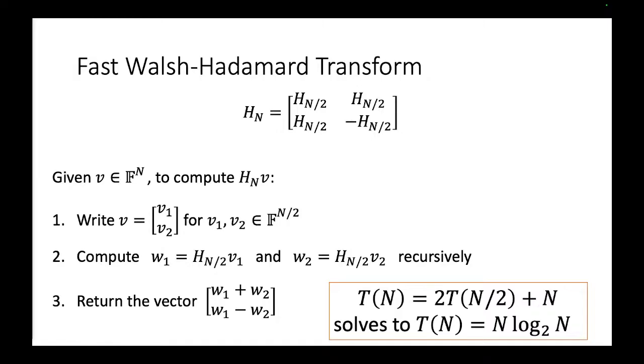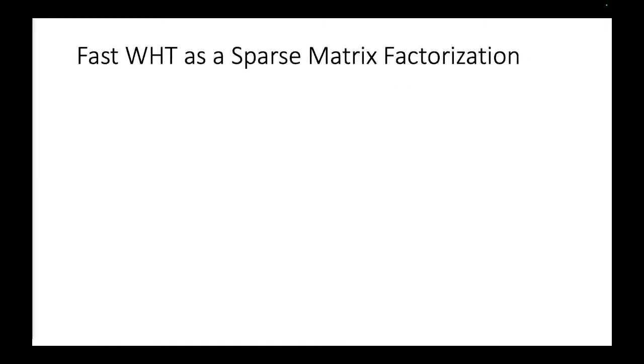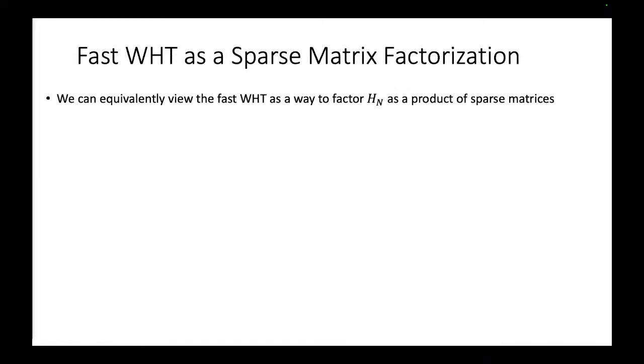So this is the fast Walsh-Hadamard transform, and I'm going to really focus on a slightly different way of thinking of this algorithm today, which is as a sparse matrix factorization. You can kind of equivalently view this idea as a way to factor the Walsh-Hadamard transform matrix as a product of a bunch of sparse matrices.